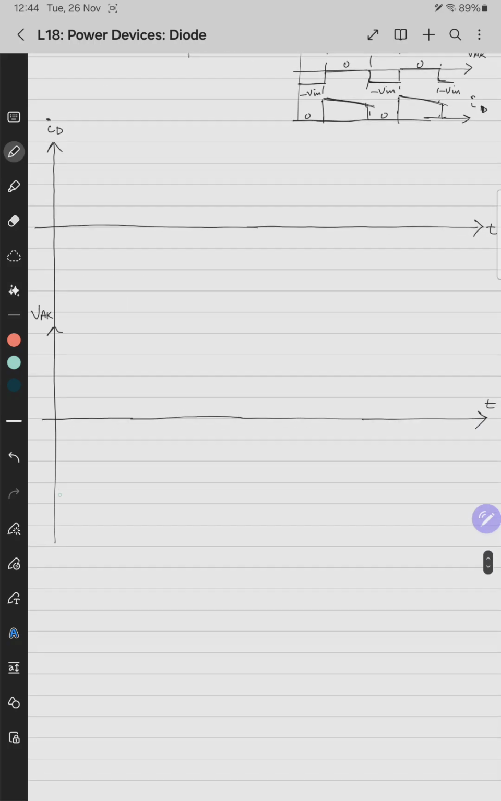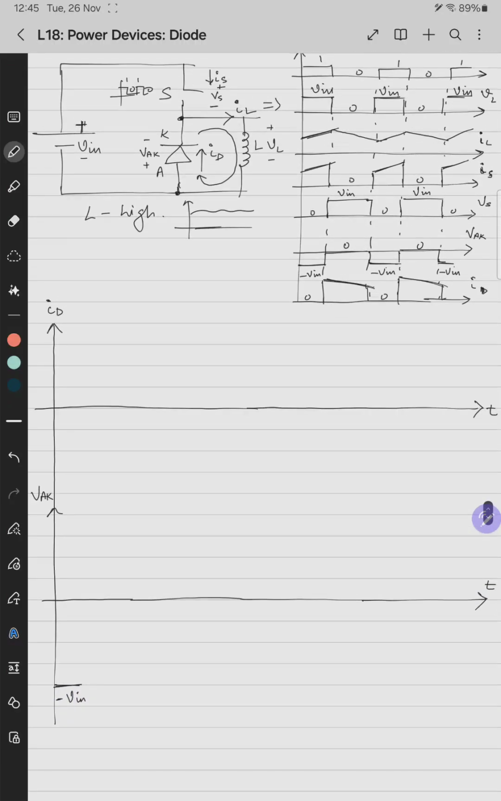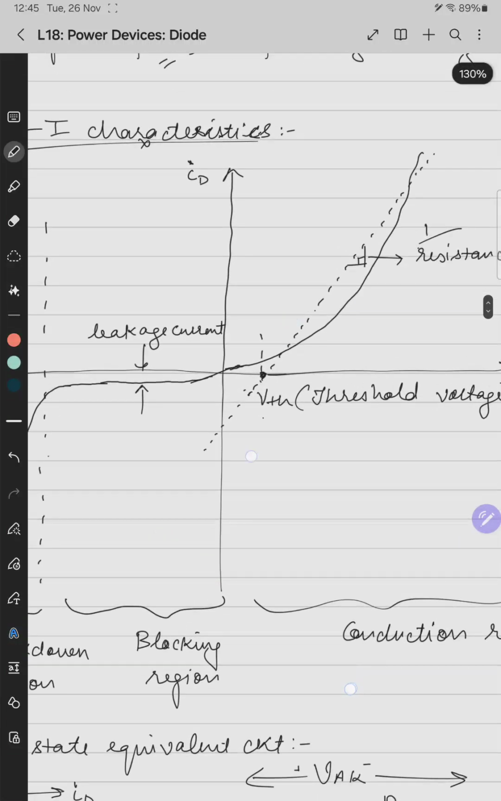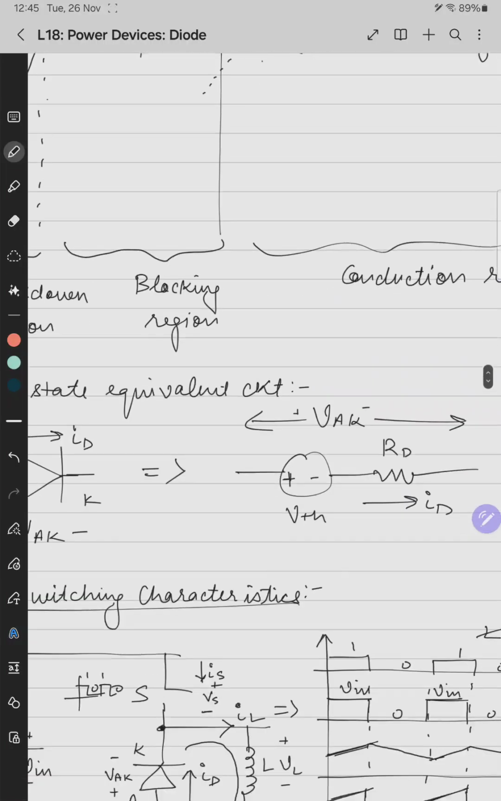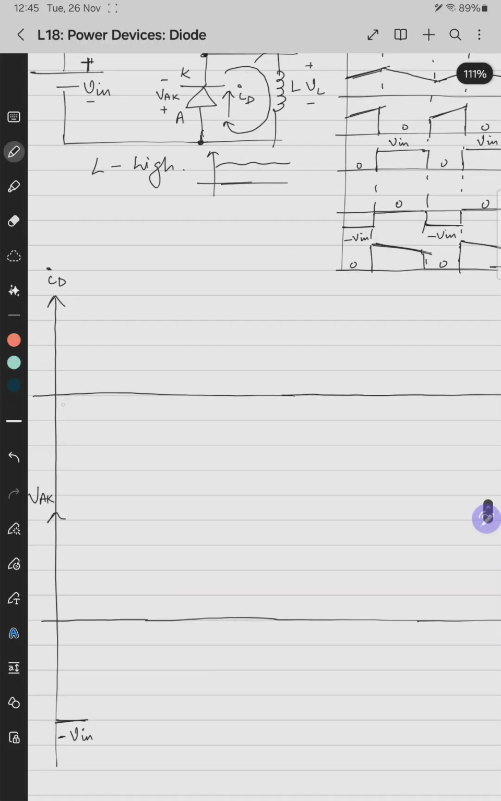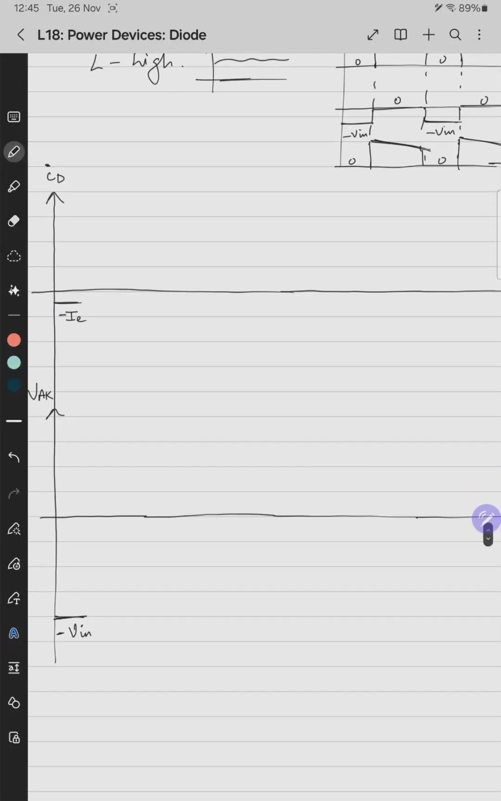So this waveform starts from the minus Vin value. It means the diode was reverse biased, and you know that during reverse bias the diode has some current, that is the leakage current. IL is the leakage current. So the current starts from the leakage current value. It's a very small negative value, so it starts from minus IL, the leakage value. Then let's say at some moment you give the switching pulse to it, and this is the moment.